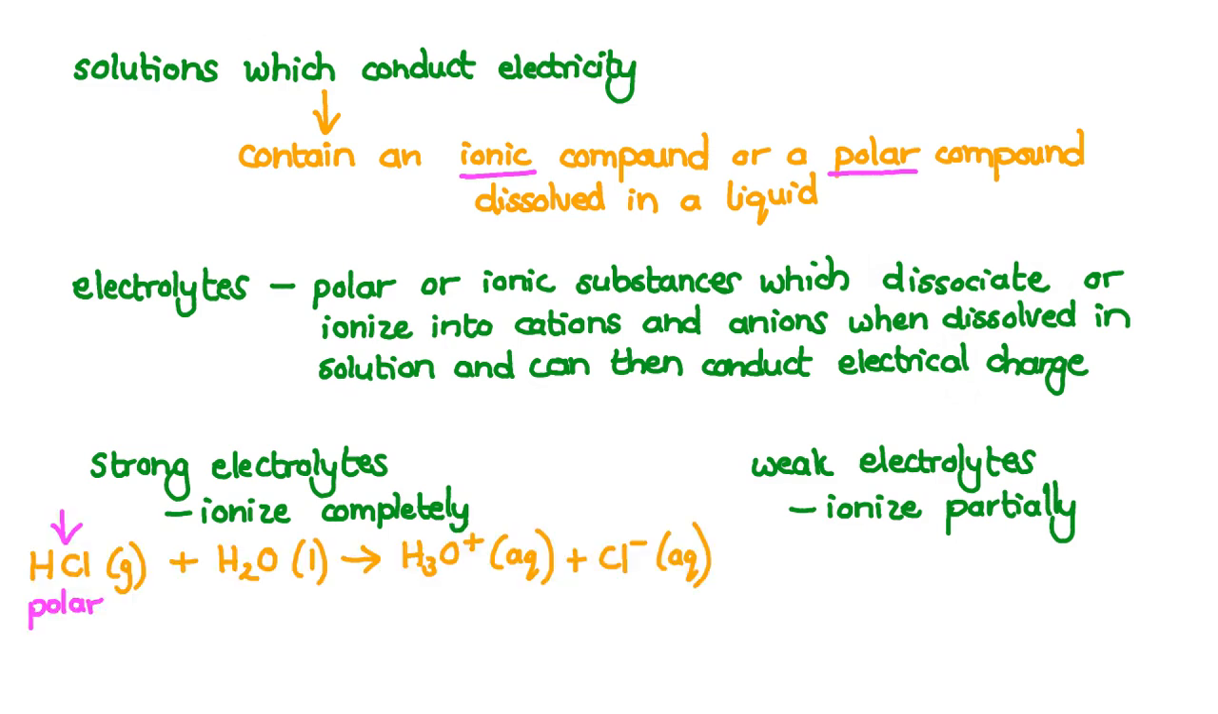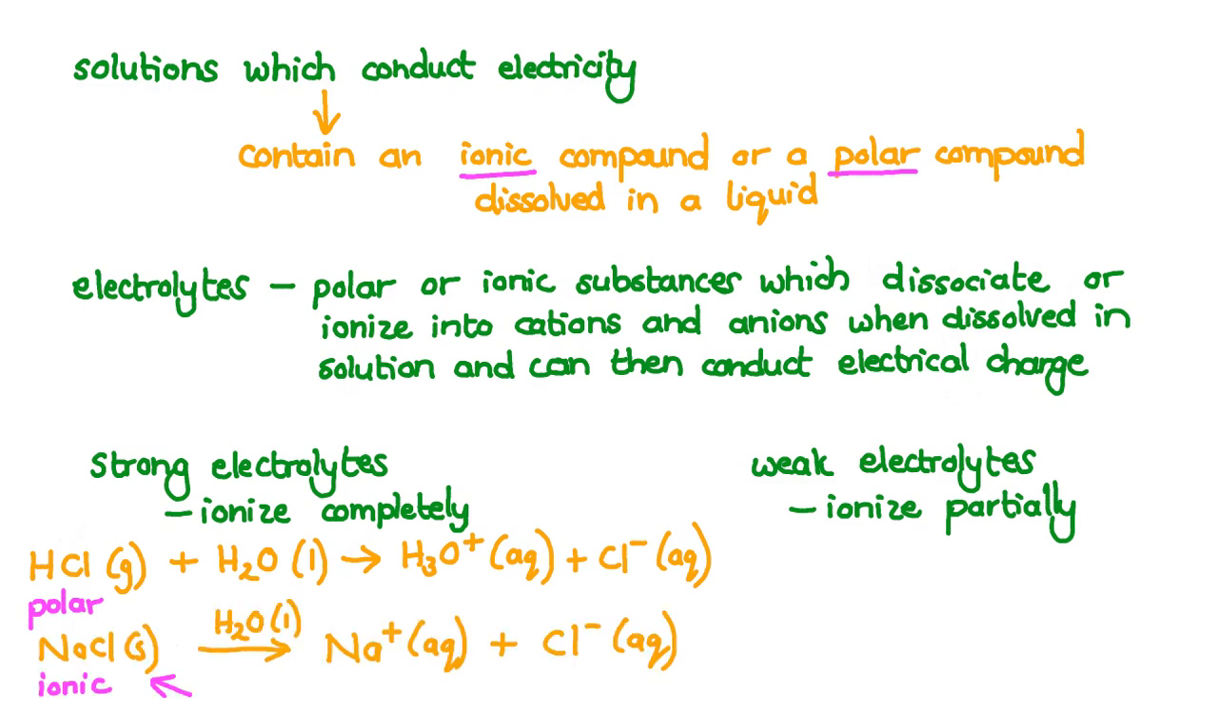Hydrogen chloride gas, which is a polar compound, when it reacts with water, forms the H3O+ ion and the chloride ion, Cl-. We say it ionizes completely because all of the hydrogen chloride is converted to product. Ionic sodium chloride, when it comes into contact with water and dissolves in water, dissociates to form sodium ions and chloride ions. The dissociation is complete, meaning that all of the sodium chloride is converted to product, or to ions. So strong electrolytes form many ions in solution.